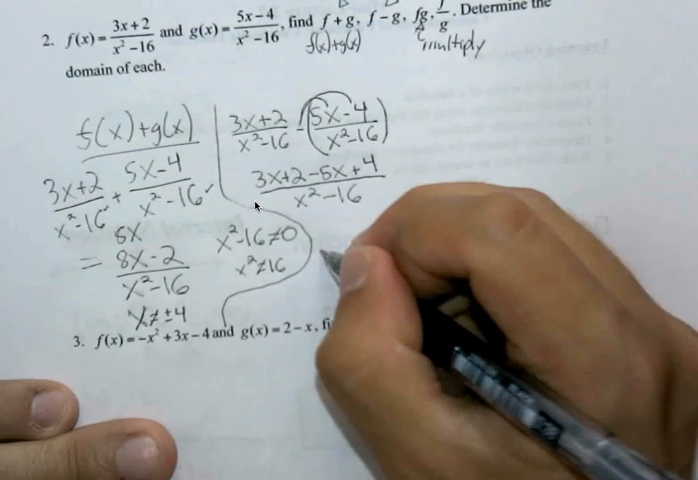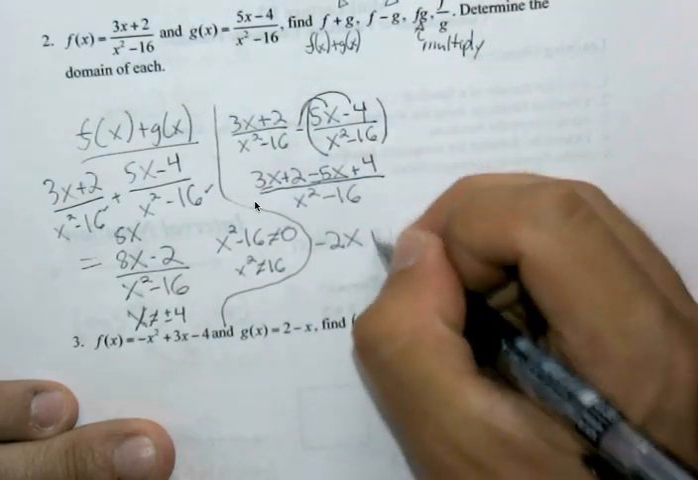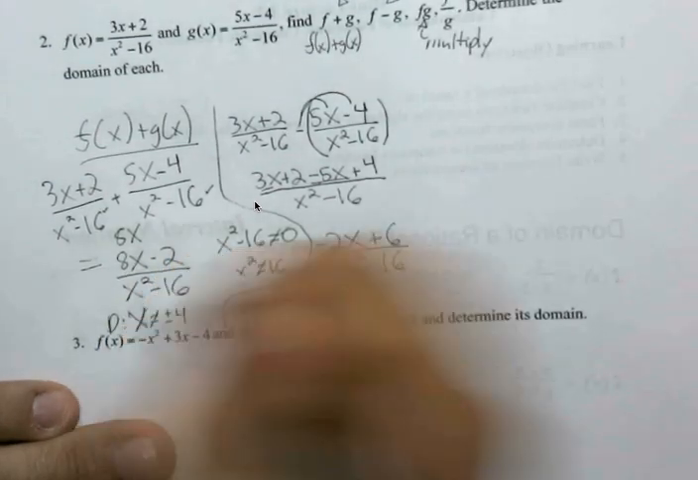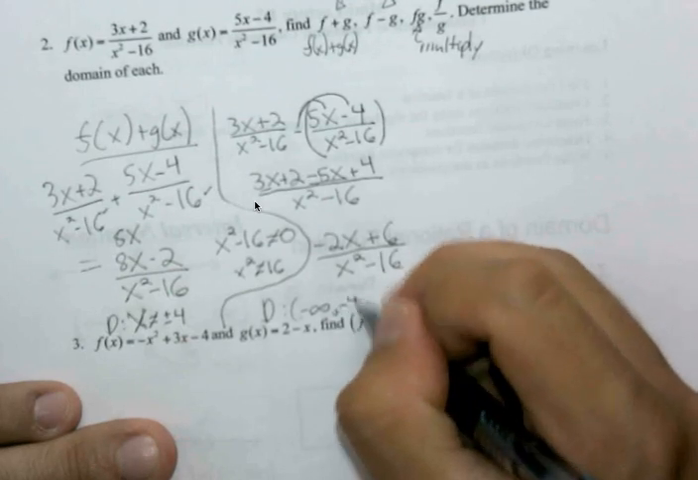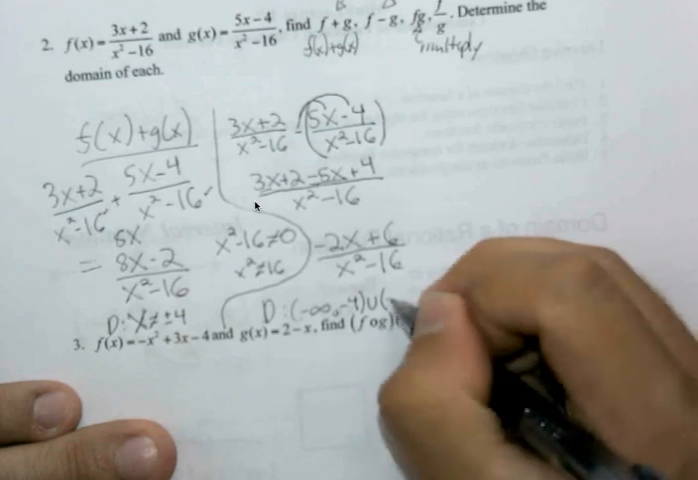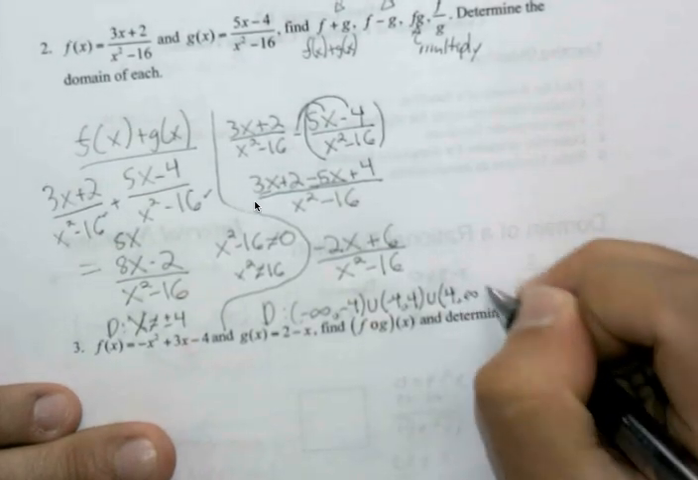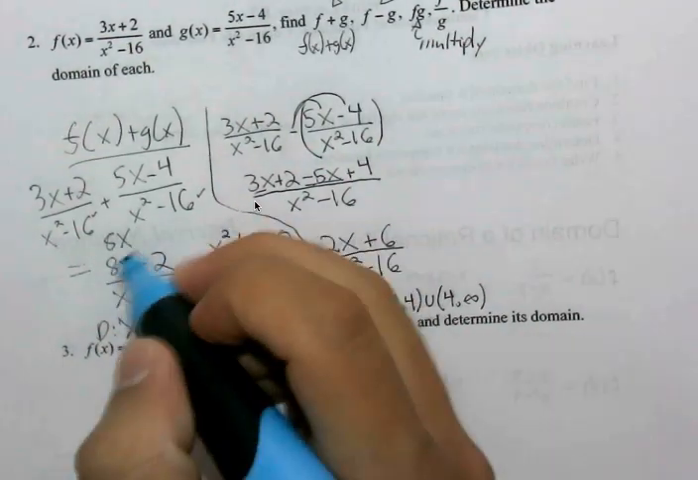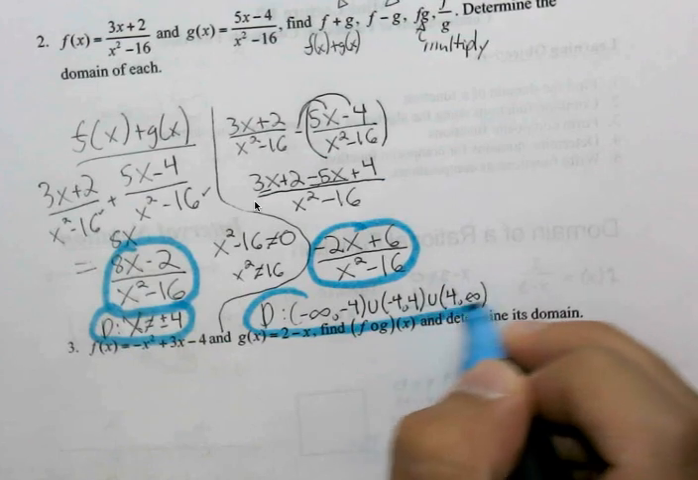If we combine like terms from there, 3x and negative 5x gets us negative 2x. 2 plus 4 gets us 6. This is all over x squared minus 16. Getting us the same type of domain that we had previously. We can have everything up to negative 4, in union with the numbers in between negative 4 and 4, in union with 4 to infinity. So a lot's going on in this one. So if we circle what we've done so far, we've got the domains, we've got differences, same domain in this case.